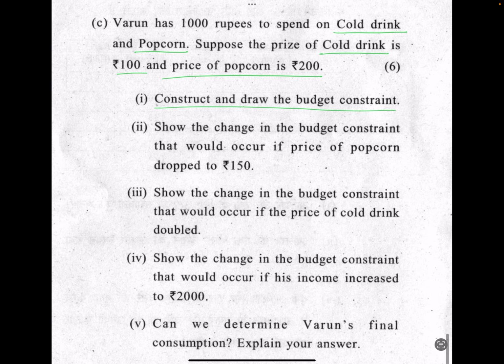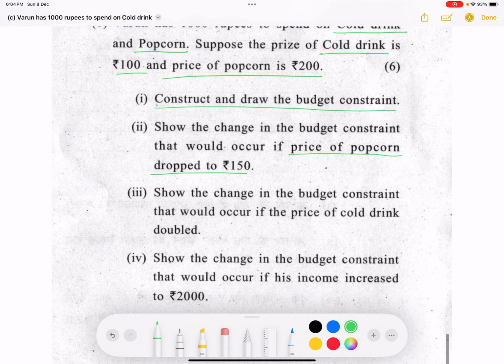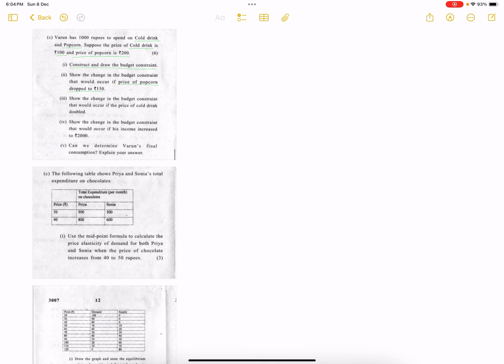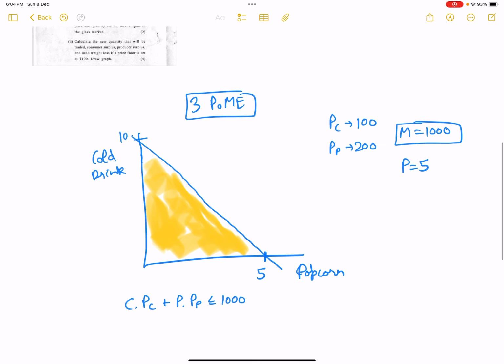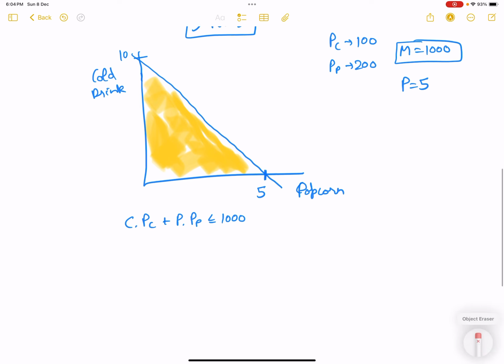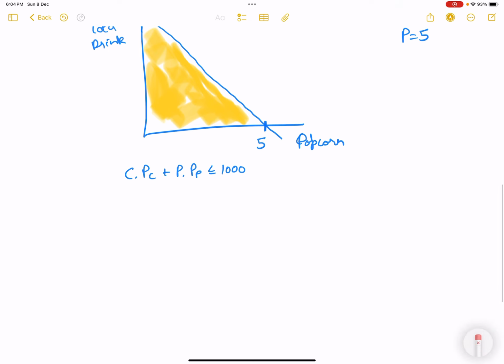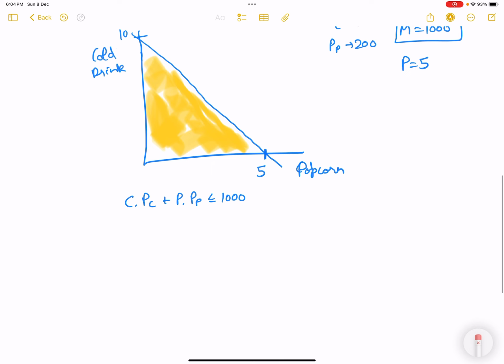Show the change in the budget constraint that would occur if price of popcorn dropped to 150. Now, since price of popcorn has dropped to 150, the new budget constraint would be, the price of cold drink is same only. So 150 into the popcorn plus 100 into cold drinks should be equals to 1000. This is the budget line.